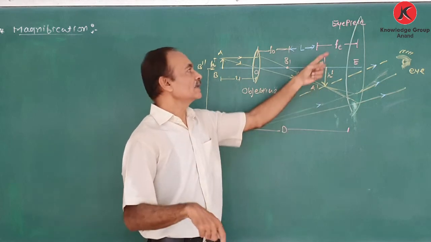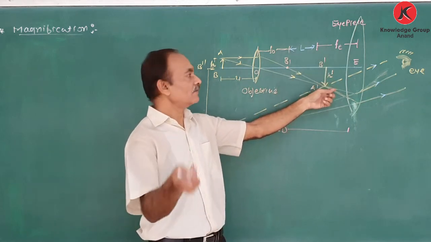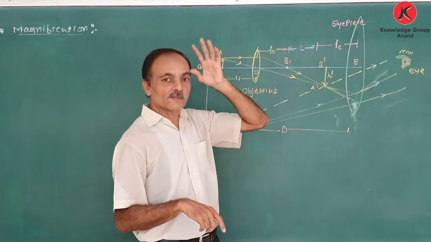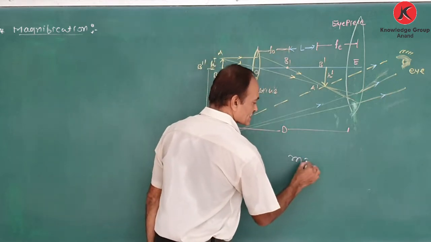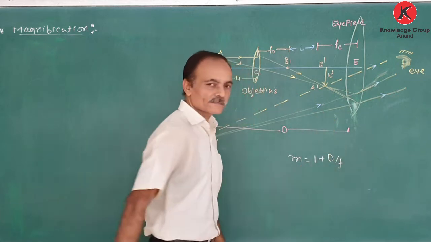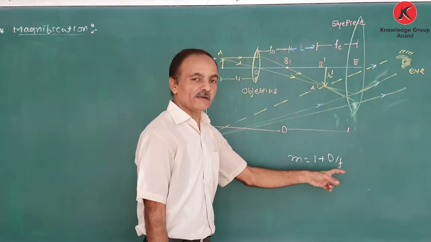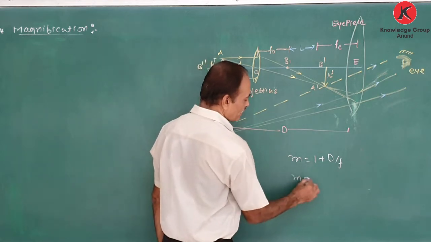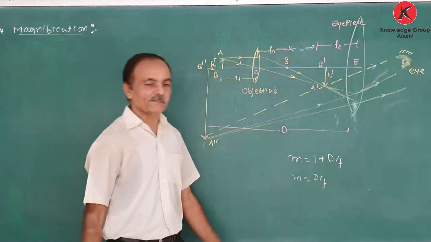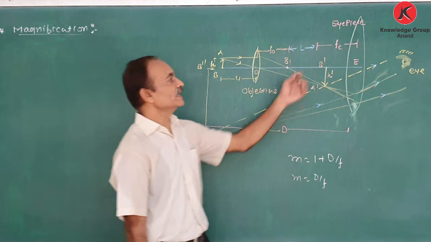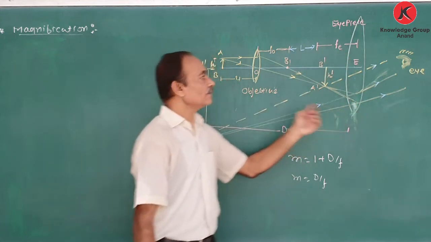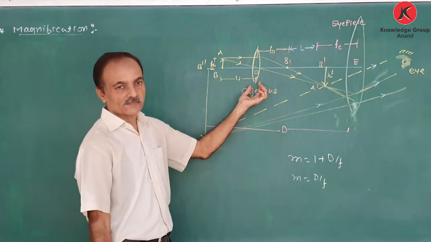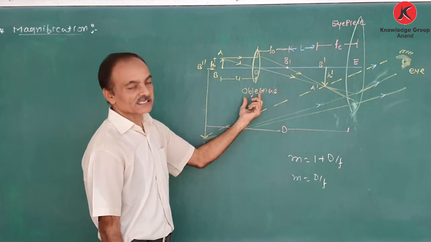Already we discussed the magnification by the eyepiece. Here, our eyepiece acts as a simple microscope. For a simple microscope, we already obtained the equation of magnification M is equal to 1 plus D upon F, in the case where the image is formed by the lens at near point distance D, and if the image is formed at infinite distance, the magnification is D upon F. So here our eyepiece acts as a simple microscope, and the objective acts as the main lens in the compound microscope. So our aim is first to obtain the magnification due to the objective.